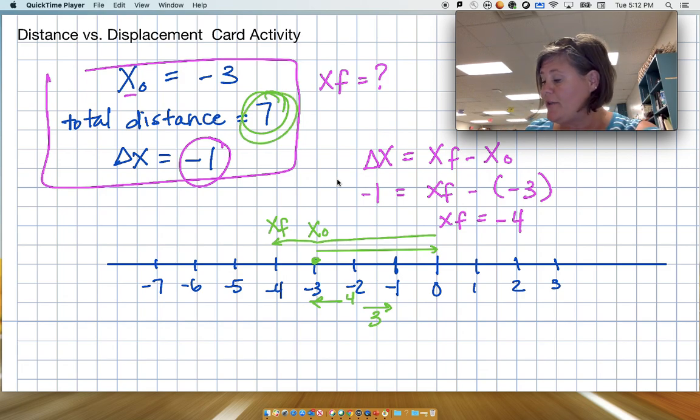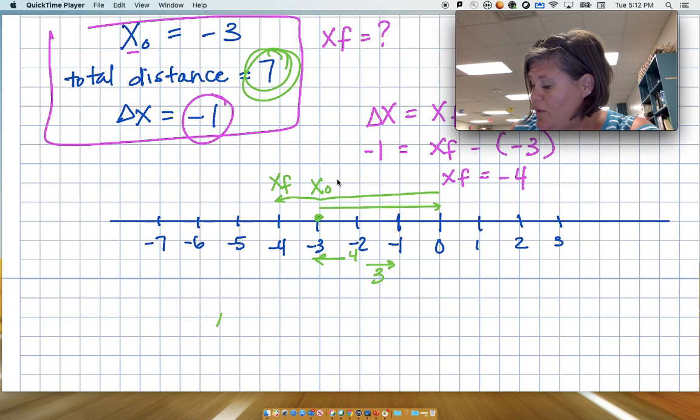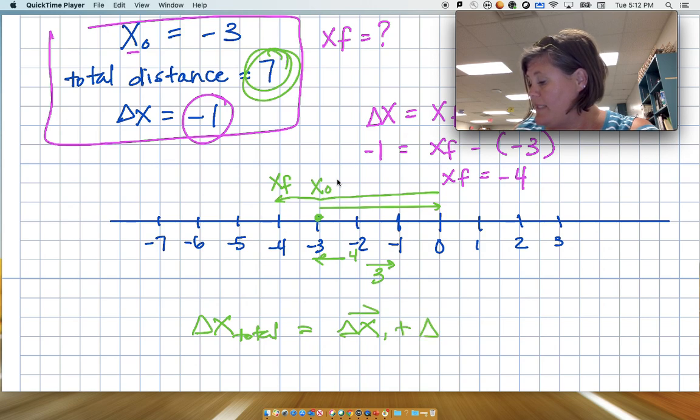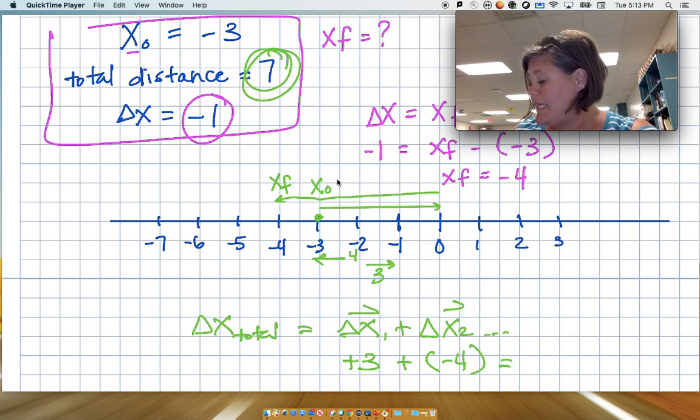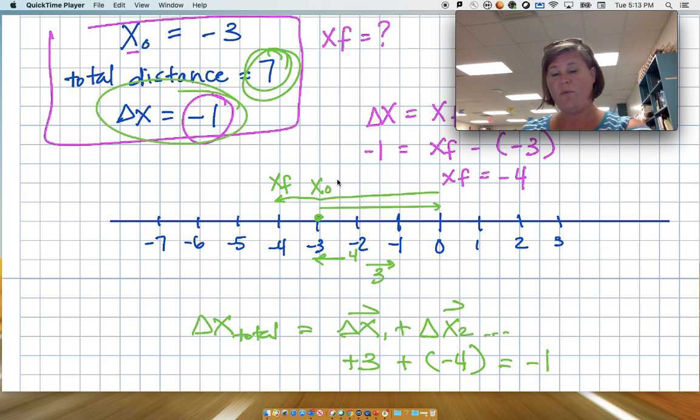Okay, you can also check this using our other equation for total displacement, and that would be delta x1 plus delta x2 and so forth. So here delta x1 would be +3 units, delta x2 would be -4 because to the left, and here that means that the total displacement is -1.